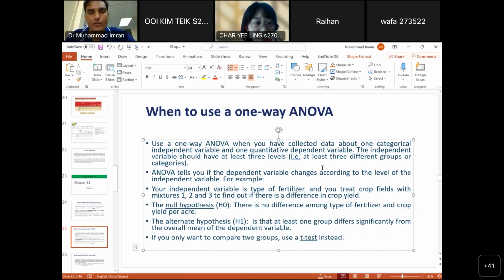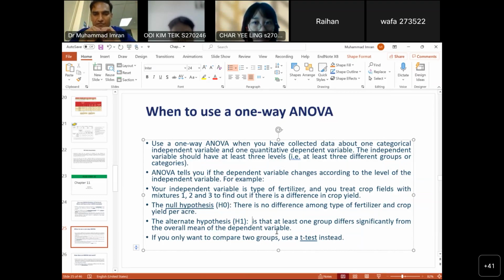Yeah, listen. When we have a null hypothesis, our alternative hypothesis should be the opposite of the null hypothesis, right? Very simple. The null hypothesis is that there is no difference among the types of fertilizer and the crop yield per acre. So what should be the alternative hypothesis? There is a difference among the types of fertilizer and the crop yield per acre, right? Very simple, my dear students. Just give a little bit of consideration. I'm not asking you to propose a Newton's law.